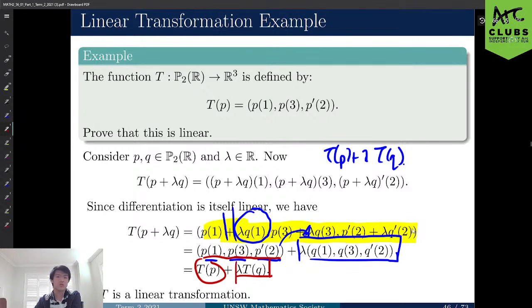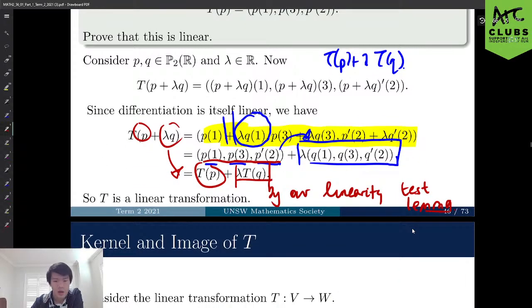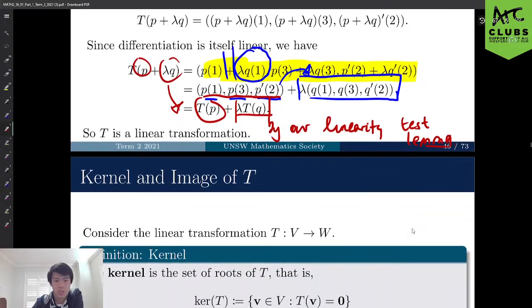So all we have to do really is just separate the p's and the q's and see if it reduces down to that. And by that property, we've got it's a linear transformation by what's called our linearity test lemma. Cool. And so that's how we do linear transformations.